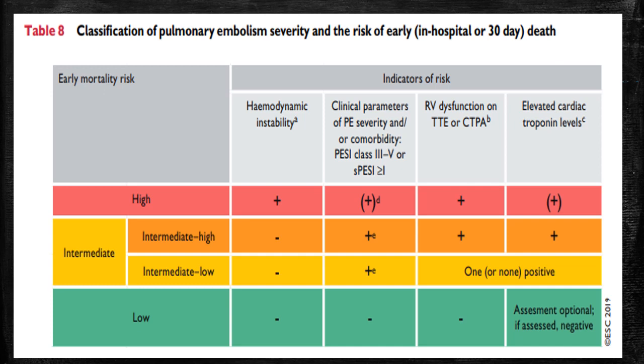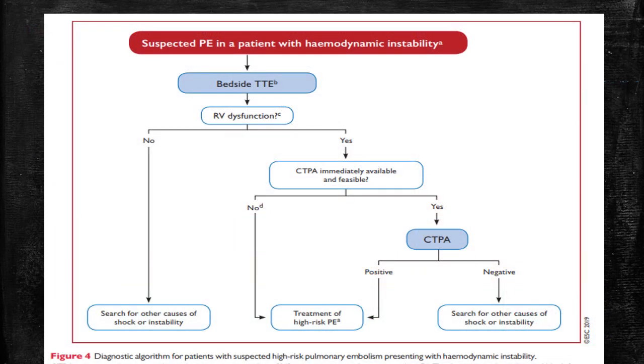We have to memorize this, and we have to know that a patient who is hemodynamically unstable, who has a high PESI grade of 3 to 5, who has right ventricular dysfunction on transthoracic echocardiography, and who has raised troponin levels, is a high risk patient for 30-day mortality. And in the next two, intermediate and low risk, we have other things, but not hemodynamic instability at least. Do not do D-dimers or CTPA immediately. We start with the TTE.